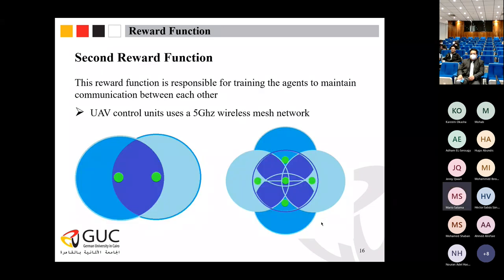The second reward function is for training the policy to maintain communication between the agents. Now, UAV to UAV communication is set by using 5 gigahertz Wi-Fi mesh networks. This type of network has a range of about 500 meters, so the reward function was built accordingly. Each step, I check if the distance between any agent and another agent is more than 500 meters, then a negative reward of -10 is given to the agent.